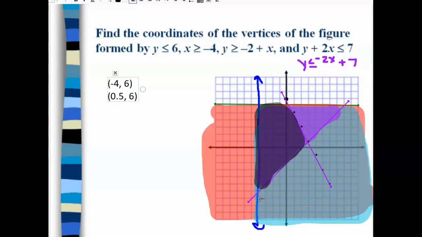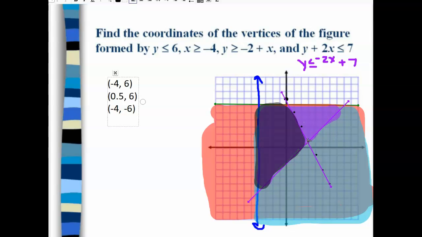And then over here, the next easiest point is to look at where the blue, or the x equals negative 4, intersects the other equation, y greater than or equal to x plus negative 2. And again, it appears they intersect at negative 4, negative 6. And you could check that by plugging negative 4 into the equation. So negative 2 and negative 4 give negative 6.